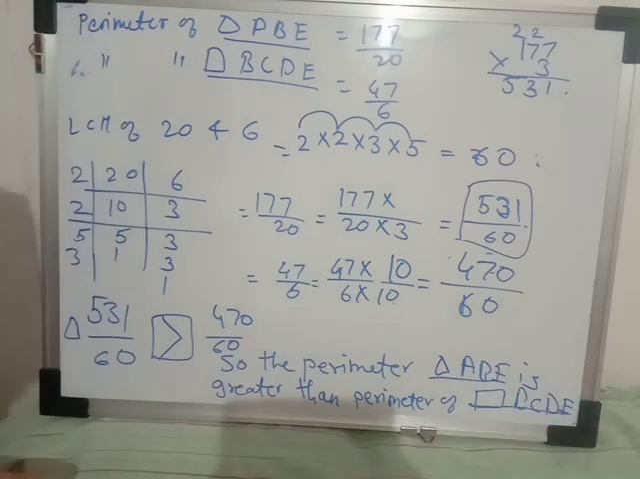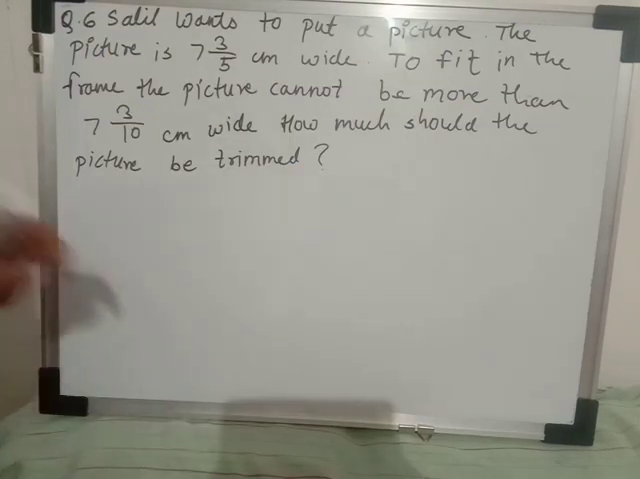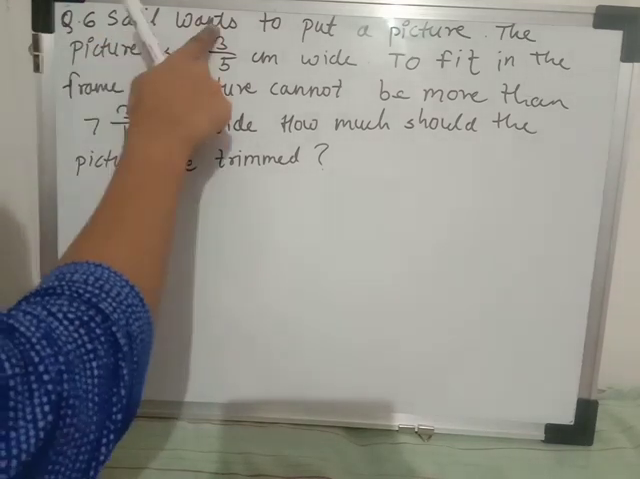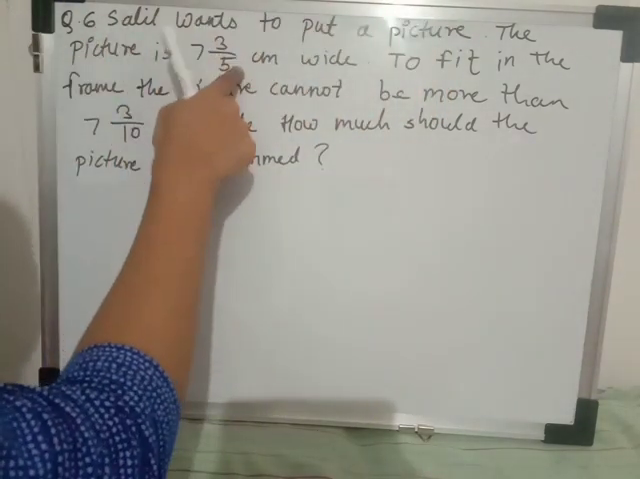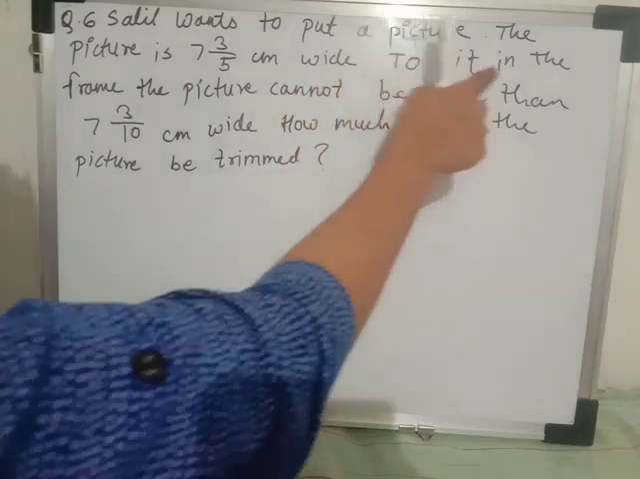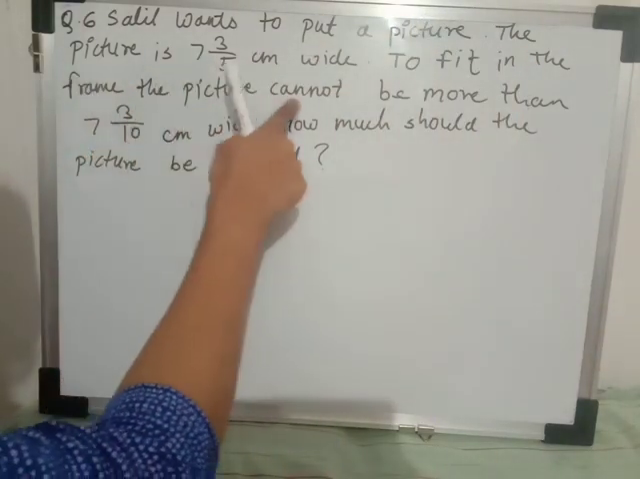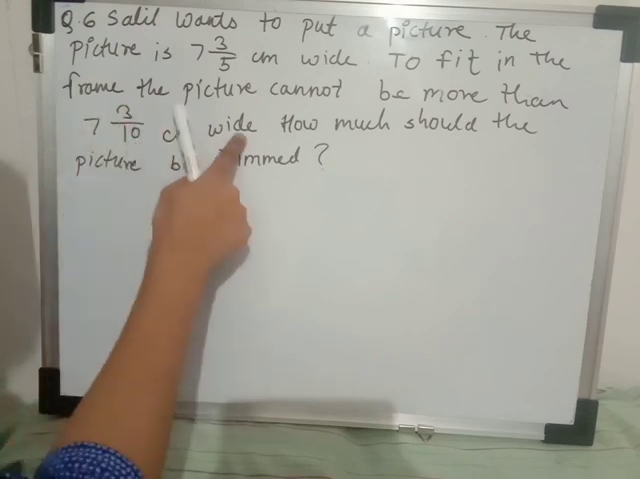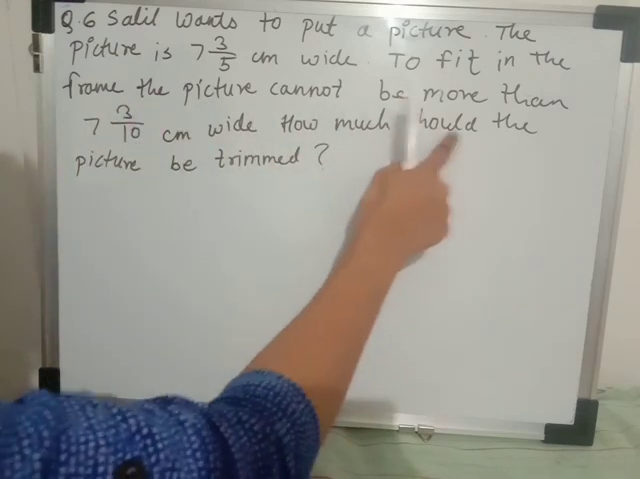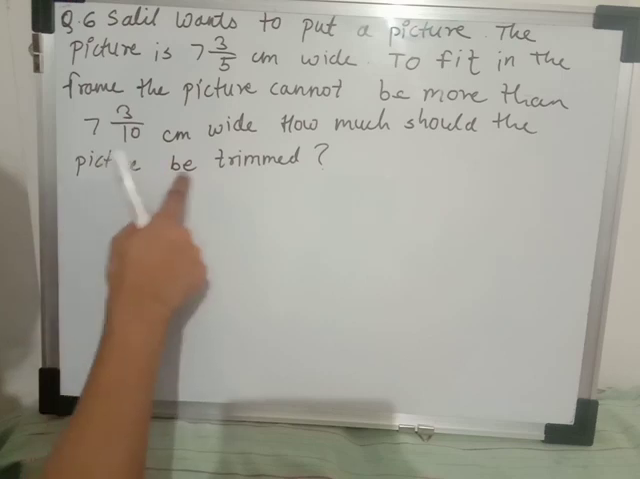So here we have finished this question. Let's start to solve the next question. Now question number 6. The sixth question is also similar to the previous one. Here the question is: Salil wants to put a picture. The picture is 7 3/5 centimeters wide. To fit in the frame, the picture cannot be more than 7 3/10 centimeters wide. How much should the picture be trimmed?